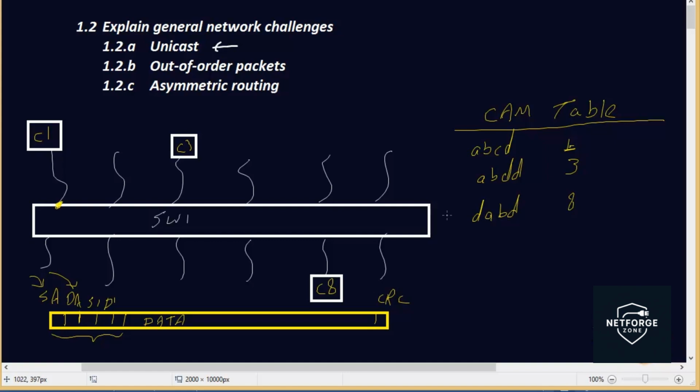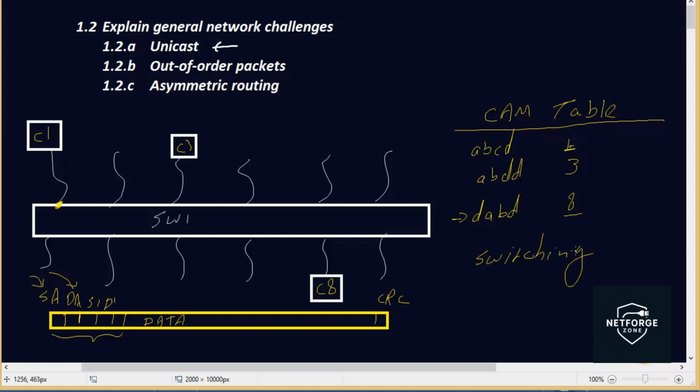Now I check the destination of this frame, and I see that the destination is DABD. So I know that this should go to one of the devices connected to me because I have such an entry here, DABD. For this, I check the port number. I find out that this is number 8, and I know that it should go through port number 8. I am not forwarding that to any other port. I just forward it to port number 8. That is what I call switching.